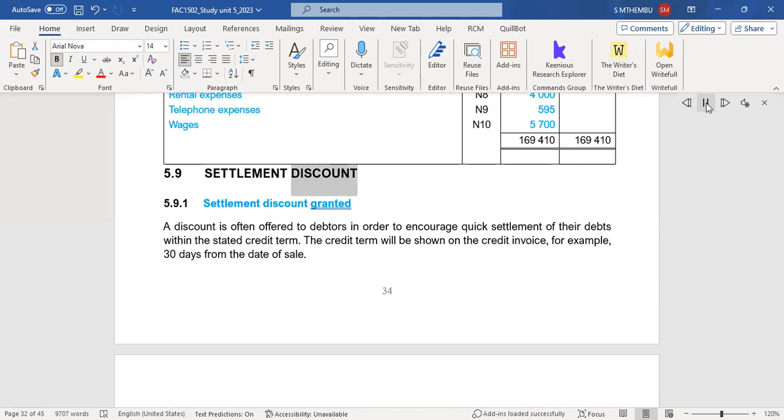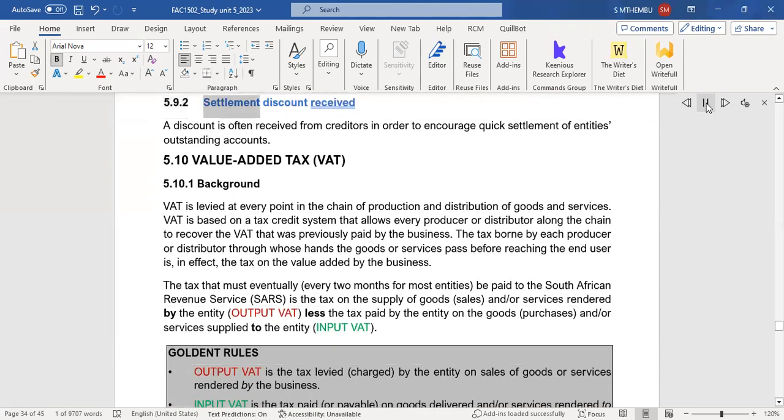Settlement discount. 5.9.1 Settlement discount granted. A discount is often offered to debtors in order to encourage quick settlement of their debts within the stated credit term. The credit term will be shown on the credit invoice, for example, 30 days from the date of sale. 5.9.2 Settlement discount received. A discount is often received from creditors in order to encourage quick settlement of entities' outstanding accounts.